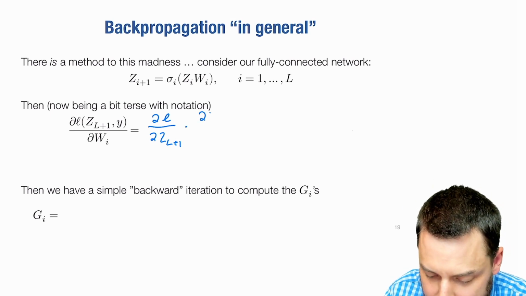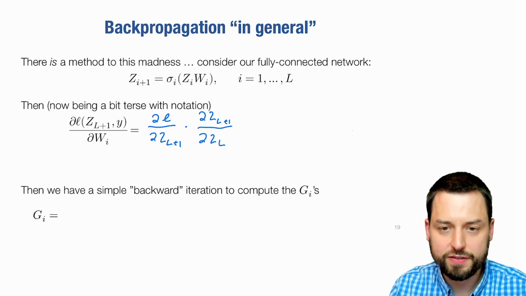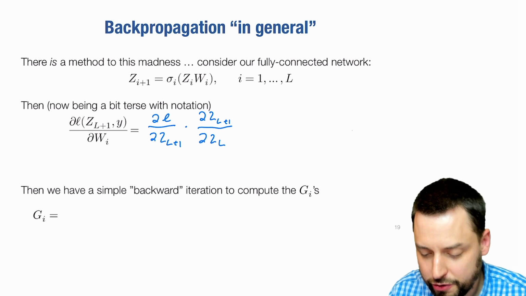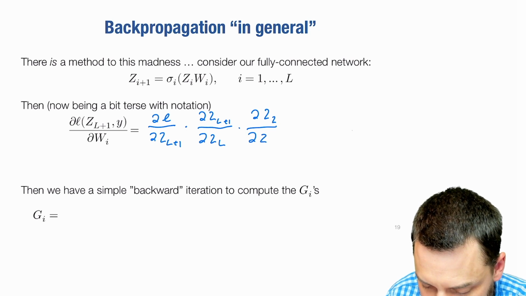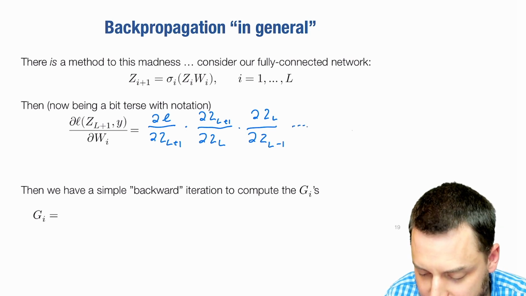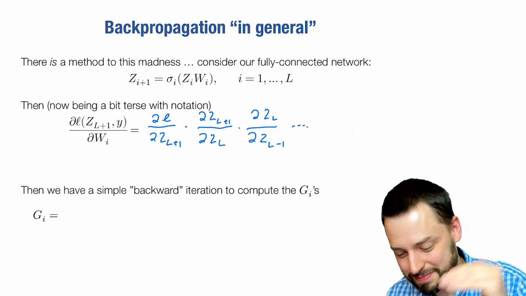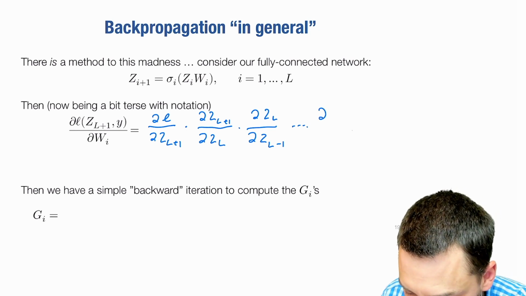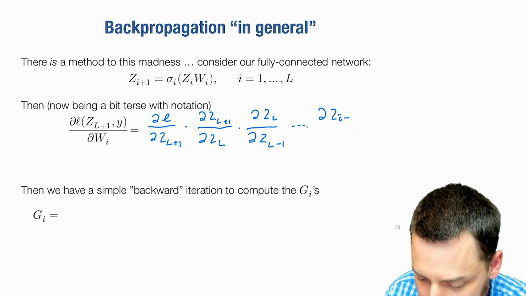Times partial ZL plus 1 over partial ZL, because ZL plus 1 is a function of ZL. And if I'm going all the way back to Wi, I need to separate out all these partial derivatives. Times partial ZL over partial ZL minus 1, ZL minus 1, ZL minus 2, etc., just all the way down to partial Z, it would be I plus 2.